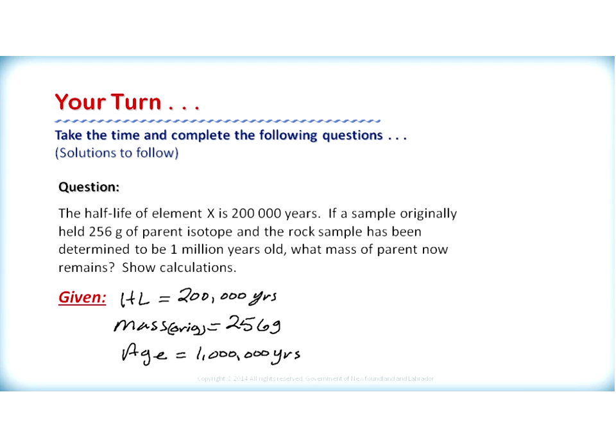So from this information, we have two pieces of information which will give us the number of half-lives. If we look at the time for one half-life and the age of the sample, we can use this to calculate the number of half-lives that the sample has gone through. Once we know the number of half-lives, we can break 256 grams down that many times, and that will give you your answer of how much mass will be left after 1 million years.